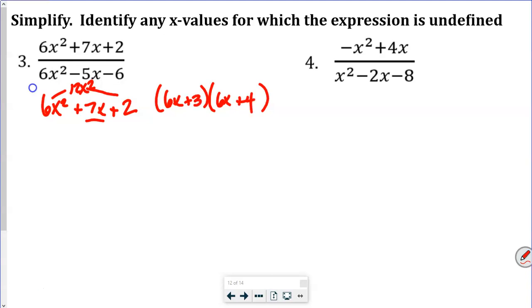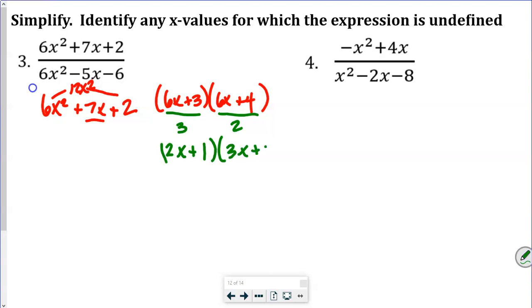So now we're looking for our GCF, okay? So the GCF here is 3, right? Whoops, of 6 and 3, isn't it 3, y'all? So the GCF is 3 here, and what's the GCF of 6 and 4? It's 2, right? So now what we're going to get here is 2x plus 1, and over here we're going to get what?